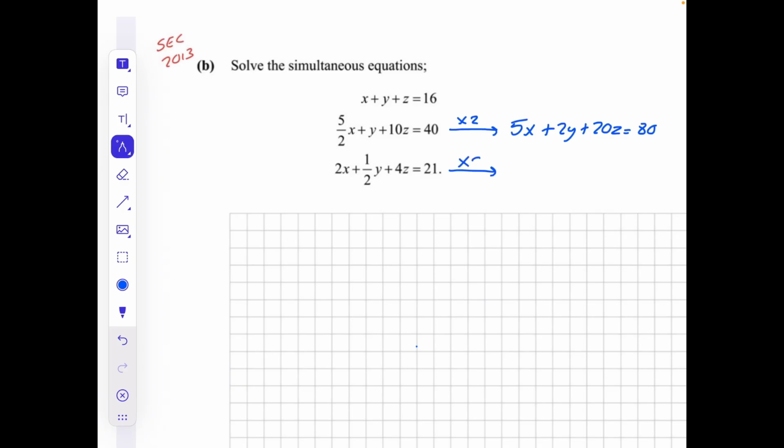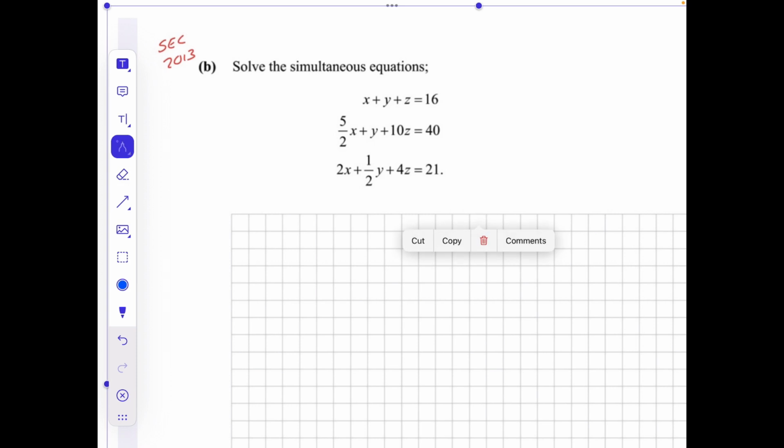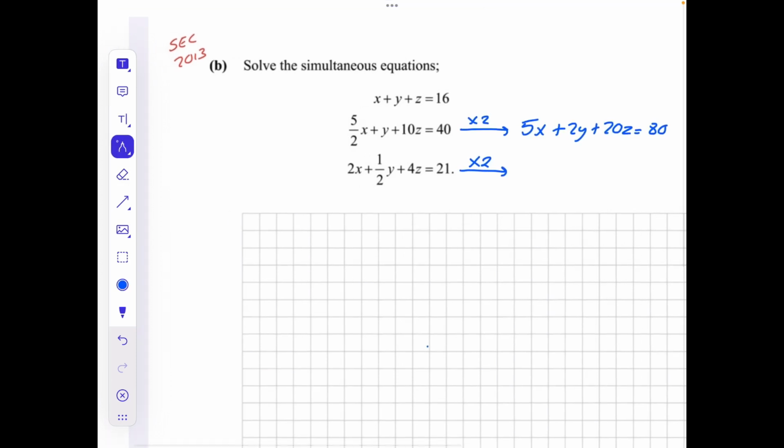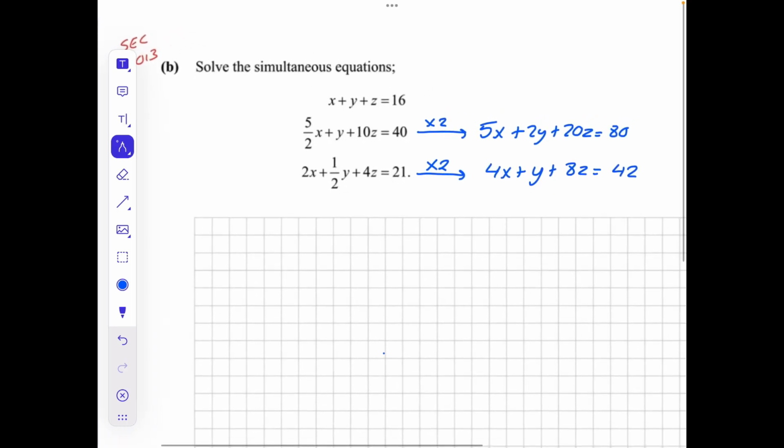I'm going to do the same thing with the bottom one. Okay, so equation 3. Well, again, because there's a 2 on the bottom of the fraction, I can multiply the whole line by 2. So it'll be 4x plus a half multiplied by 2 is going to just give me y plus 8z is equal to 42. Okay, now I have my equation 1, 2 and 3. No fractions involved, so I can continue as normal.